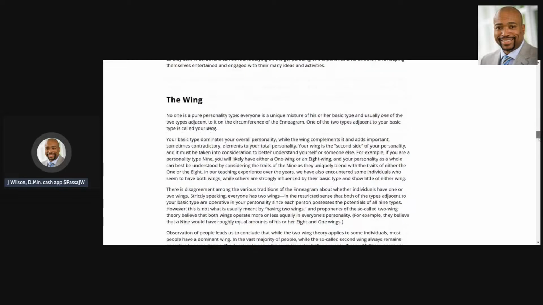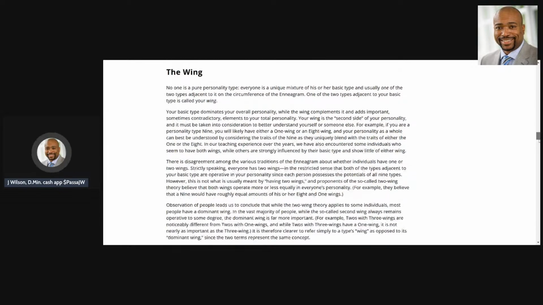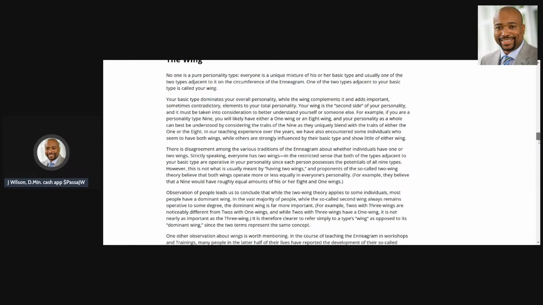Now the wings: no one is a pure personality type. Everyone has wings. I'm an 8 with a wing of a 7. So I'm a maverick. I'm not the bear, but the bear is no joke. So it tells you what you are.